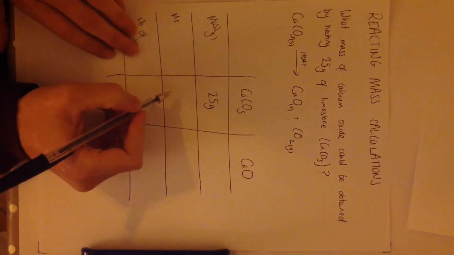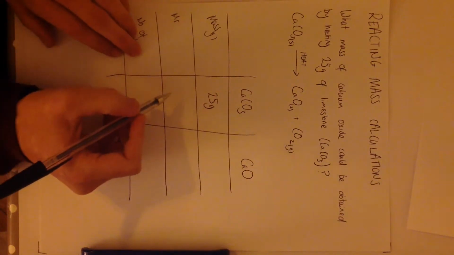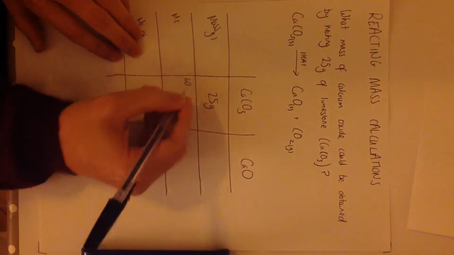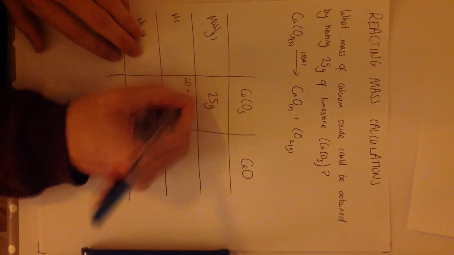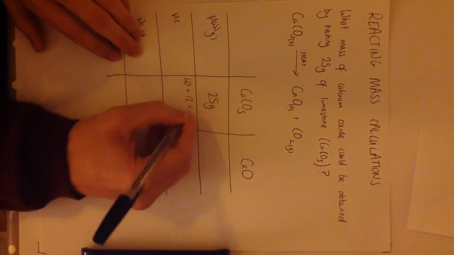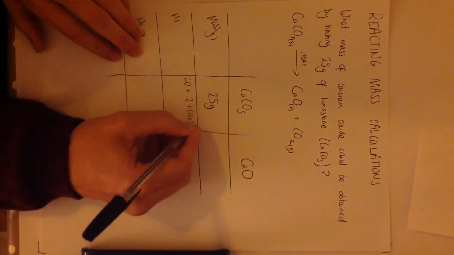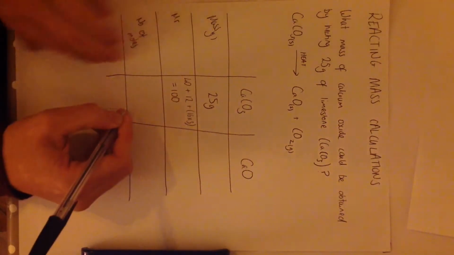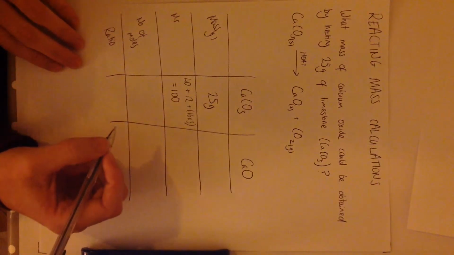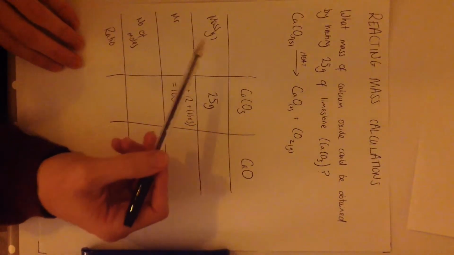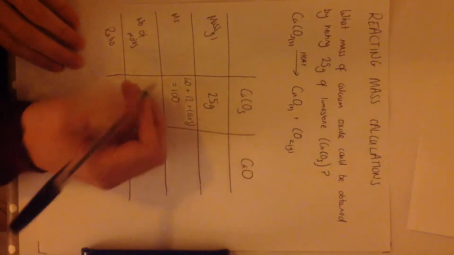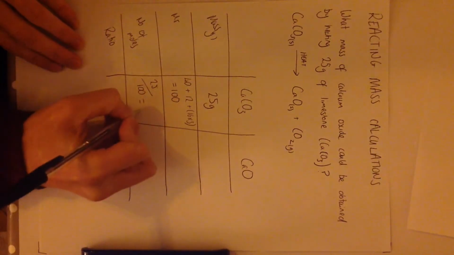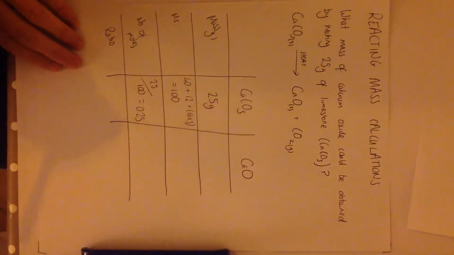I can work out the MR value of calcium carbonate using the mass numbers from the periodic table. So 40 is the atomic mass number of calcium, plus 12 for carbon, plus 16 multiplied by 3 for the oxygen, which gives me a value of 100. From this we can calculate the number of moles, as moles is equal to mass divided by the MR value. So 25 divided by 100 gives me 0.25 moles.